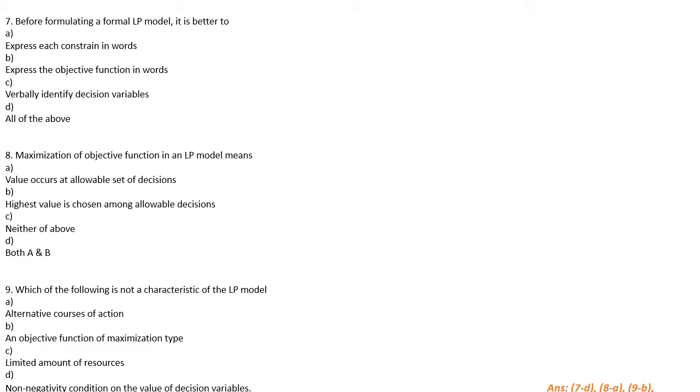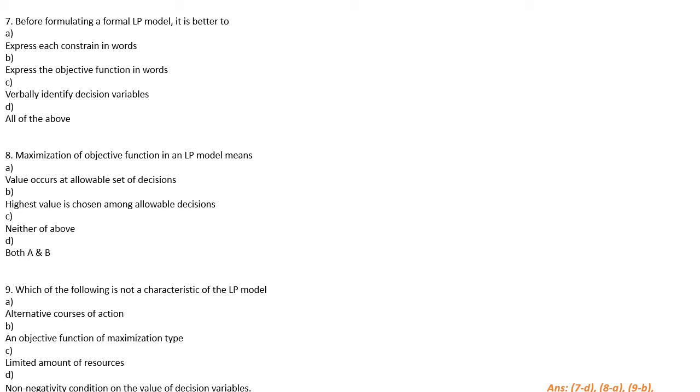Eighth, maximization of objective function in an LP model means: option A, value occurs at allowable set of decisions. B, highest value is chosen among allowable decisions. Option C, neither of above. Option D, both A and B. Correct answer: option A, value occurs at allowable set of decisions.